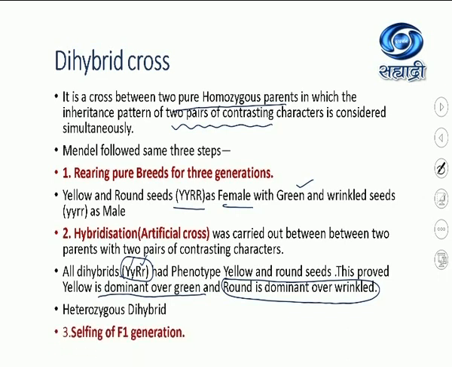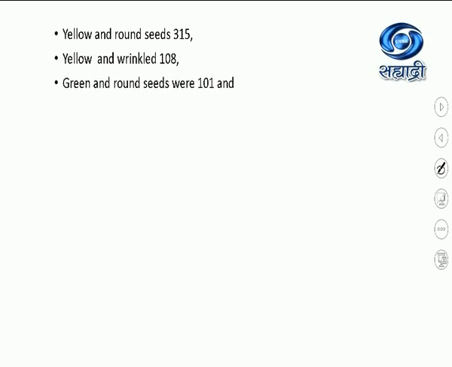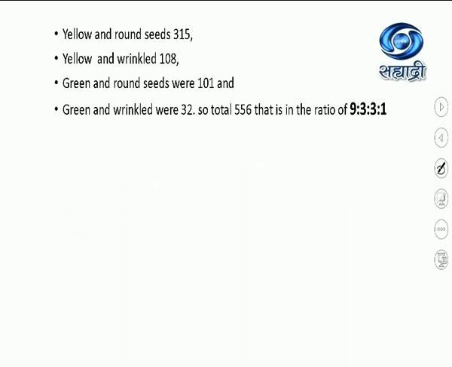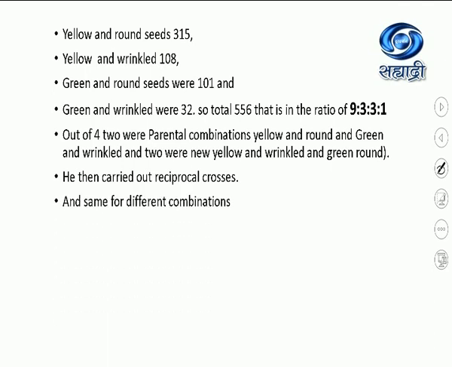Then he carried out selfing of the F1 generation. He obtained the F2 generation. He found that yellow and round seeds produced were 315, yellow and wrinkled 108, green and round 101, green and wrinkled 32. So total 556, which were in the ratio of 9:3:3:1. How? I will show you after this. Out of 4, 2 were parental combinations, yellow and round, green and wrinkled, and 2 were new combinations, yellow and wrinkled, green and round.